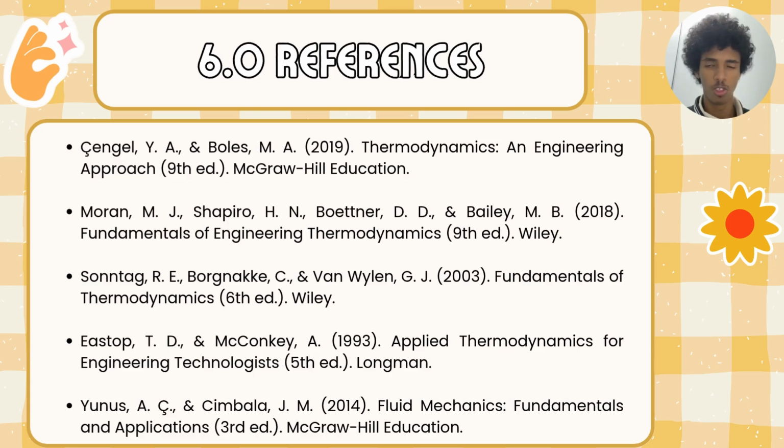First was Cengel and Boles, Thermodynamics: An Engineering Approach, 9th edition, which gives us a strong understanding of the first law of thermodynamics, especially for open systems like turbines. The second reference, Moran and Shapiro's Fundamentals of Engineering Thermodynamics, 9th edition, helped us with the performance analysis and isentropic efficiency of turbines.